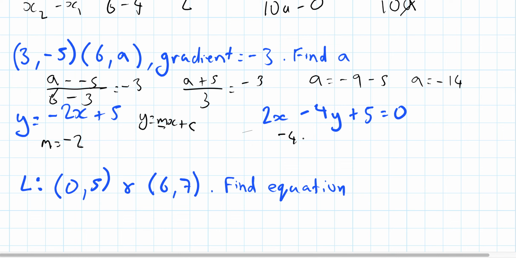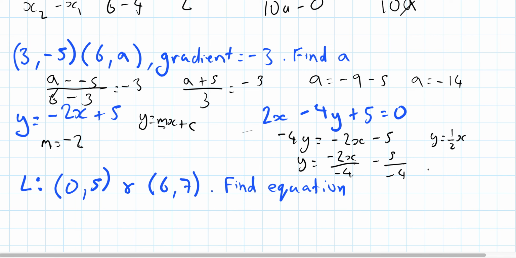So here I'm going to take everything over. Let me actually write minus 2x minus 5. I've just taken that over to the other side, and the 5. And then y equals minus 2x divided by minus 4 and then minus 5 divided by minus 4. So y equals half x plus 5 over 4. Alright, so my gradient here, m, equals a half.